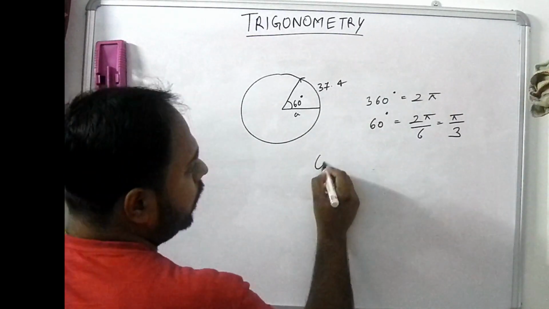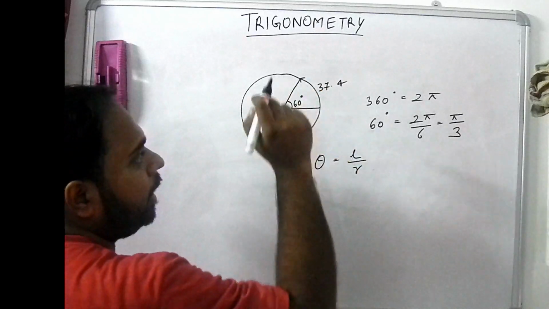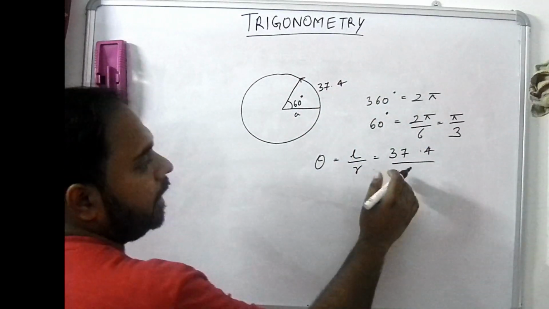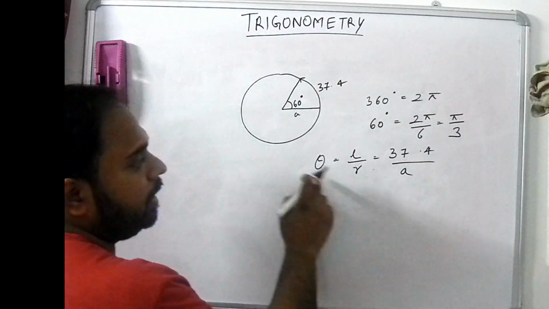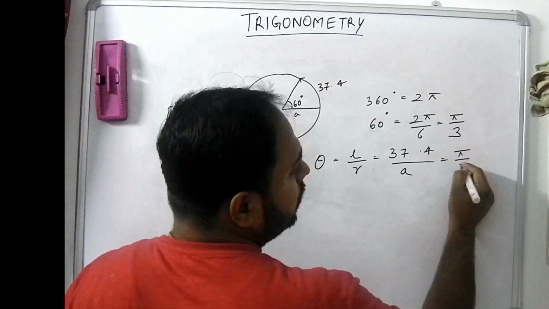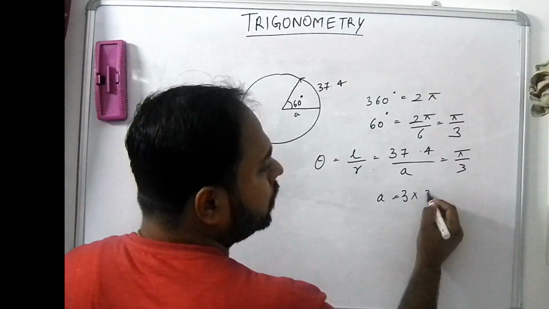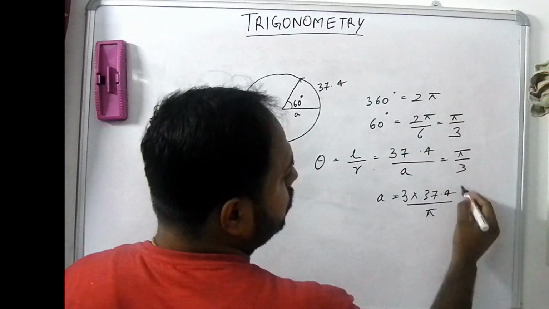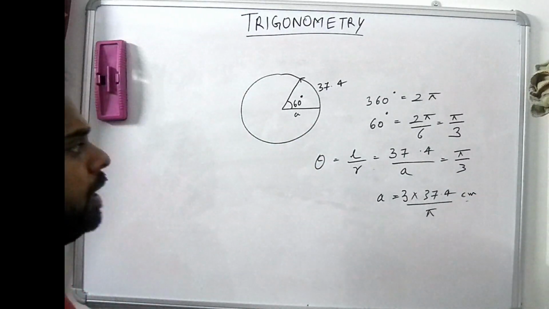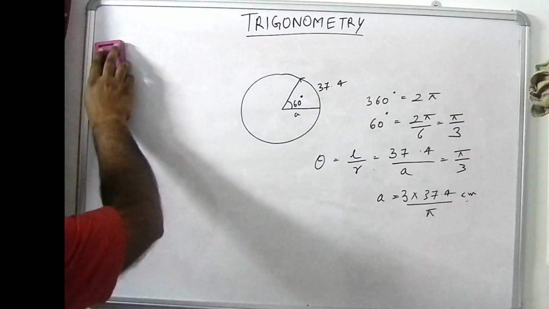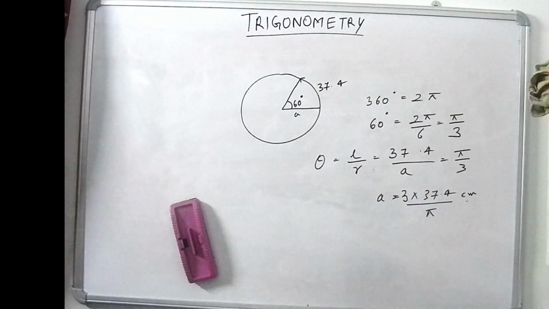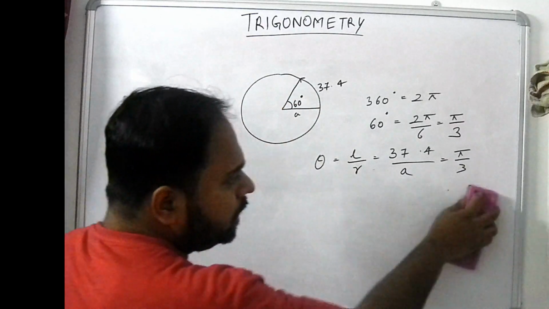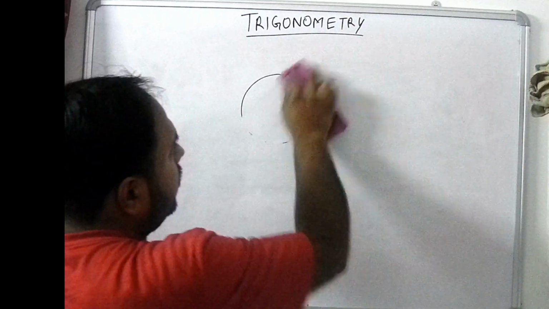Now I know theta is equal to L upon R. L is 37.4, because the length of the arc is L and the radius is R, and theta is pi by 3. So it's direct: R is equal to 3 into 37.4 upon pi centimeters. It is going to be in centimeters. This concept is used many times. At some point you might be told that an ant is moving on a circle, so it can be phrased in different ways, but the concept remains the same: theta is equal to L upon R.